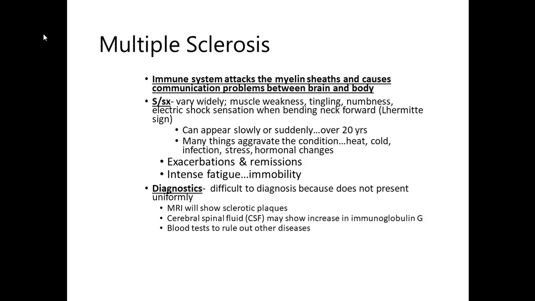So, like I said, diagnosis is pretty difficult just because not everybody presents the same or has the same issues. The MRIs will show those sclerotic plaques on the myelin sheath. Sometimes the CSF will show an increase in the IgG, and basically it's a rule out of other diseases.